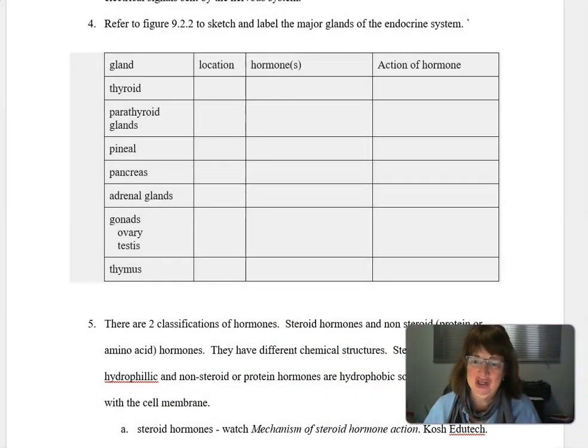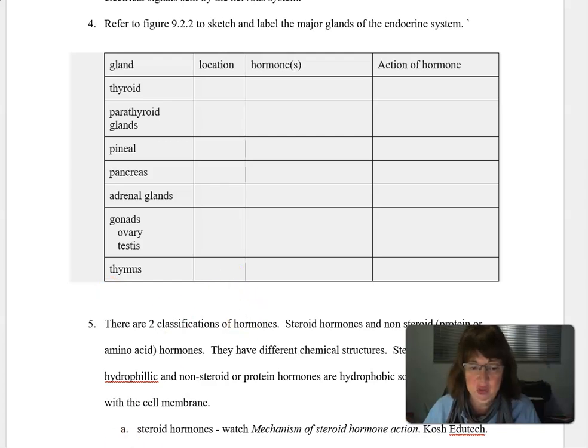Okay, let's pop back a bit and look at the glands of the endocrine system. As I said, the textbook doesn't do a great job of this. Well, it does for free, but it doesn't do a great job. So we are just going to pop through the textbook and look at each of these glands, look at their location, the hormones that they release, and the actions of the hormone. So that's on the worksheet.